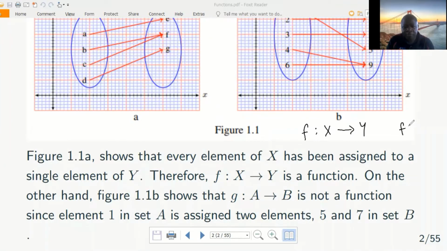F is a function that assigns elements of x. So supposing x is in this set X and y is in this set Y, then we can write it this way. We say that F is a function which assigns element x to y. Element x here is assigned to y. That means the image of x is y.